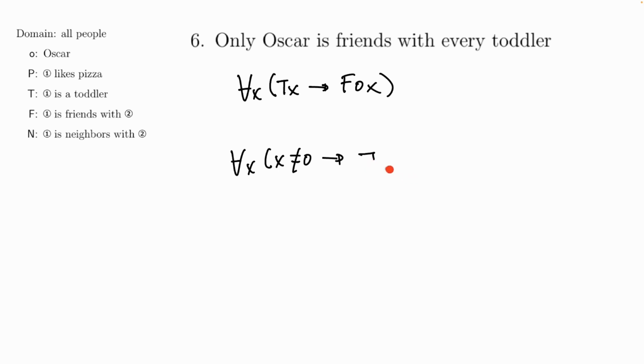So to say it's not the case that X is friends with every toddler, we need to say it's not the case that for all Y, if Y is a toddler, then X is friends with Y. So here we have any toddler Oscar is friends with. Oscar is friends with every toddler. Here we have anyone who isn't Oscar. Well, it's not true that they're friends with every toddler. Only Oscar is friends with every toddler asserts both of these things, so we can see it as the conjunction of those two formulas.